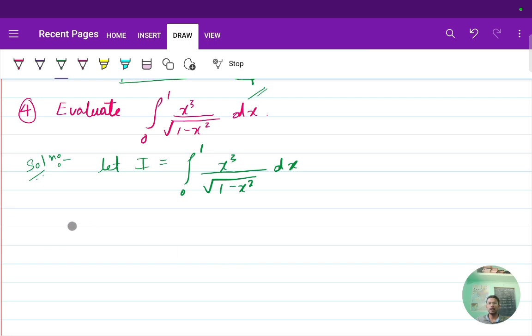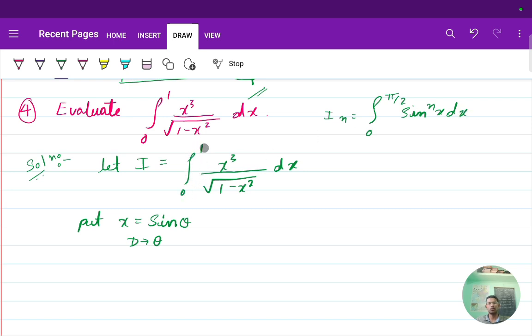Now I will put x is equal to sine theta. x is equal to sine theta. Now let us differentiate with respect to theta. But here, when we compare with the reduction formula, that is Im is equal to 0 to pi by 2 sine power nx dx, here the limits are different.